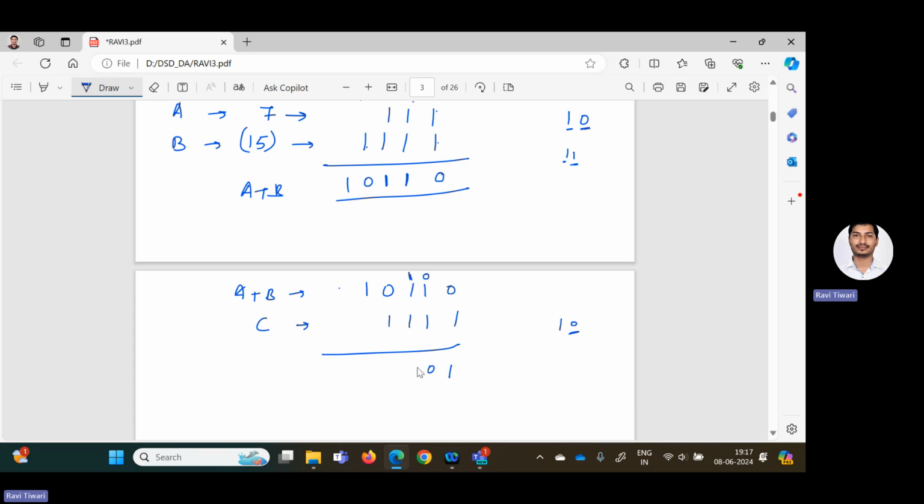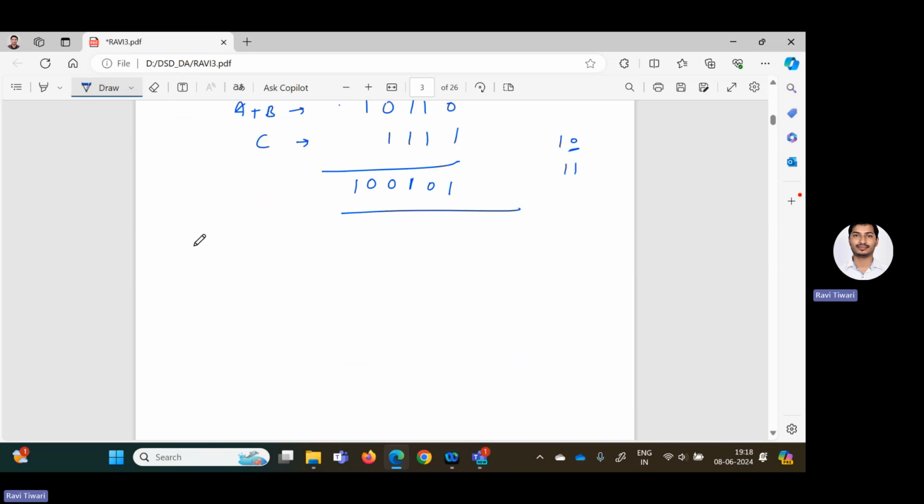1 plus 1 plus 1 is 3, and we can represent it as 1 here and 1 here. Now again 1 plus 0 plus 1, that means 2, and we can represent 2 as 1 0. Sum is 0 and carry is 1. And again you see 1 plus 1 is 2, and we can represent it as 1 0, this one. So this is the result.